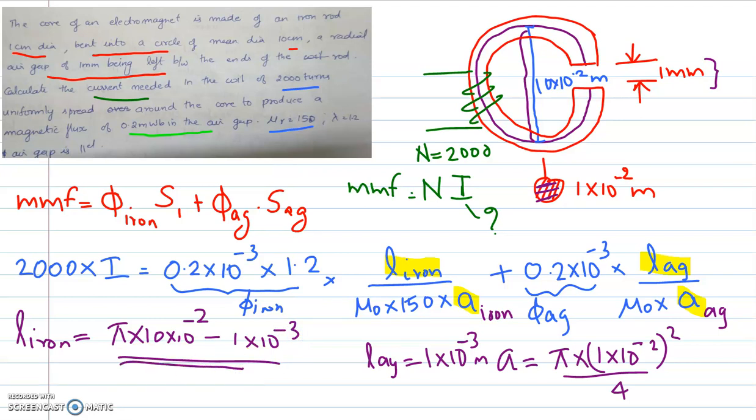Now you substitute length of the iron path, length of the air gap, area of the cross section and you will get the value of the current I as 3.55 ampere. This you need to solve it by yourself and find out the answer.